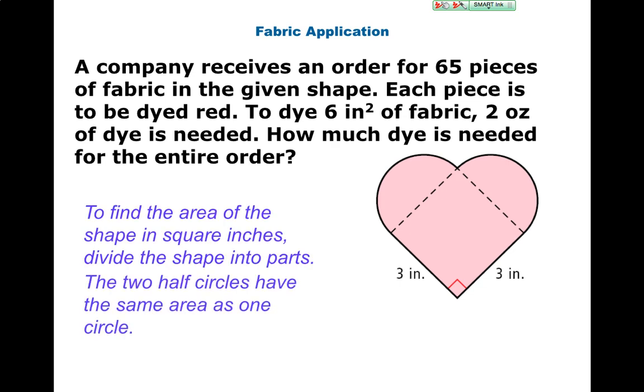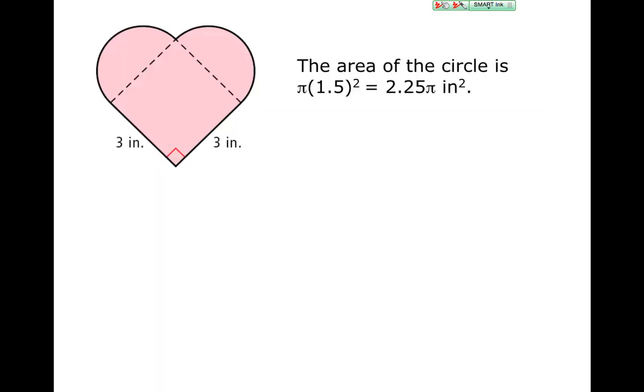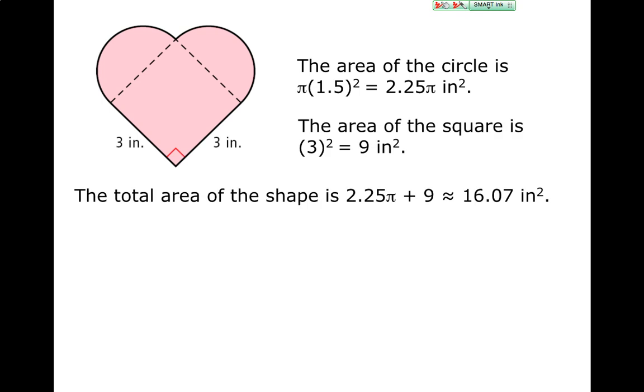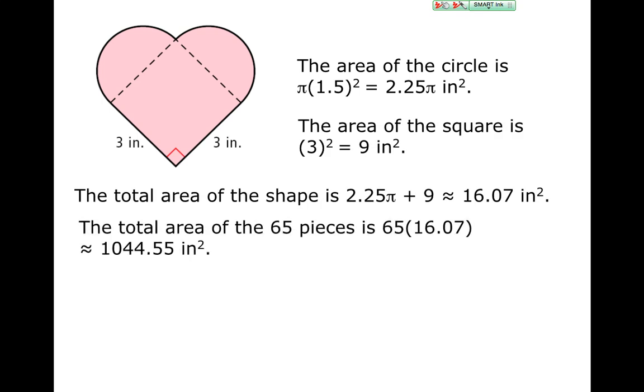Okay, let me see what that number is. I was just looking at somebody's work. Maybe they didn't have the right number. Okay, so that times 65 was 1,044.55. I definitely said the wrong number looking at someone's. Okay, so then we divided that by 6 to see how many batches we need to dye.